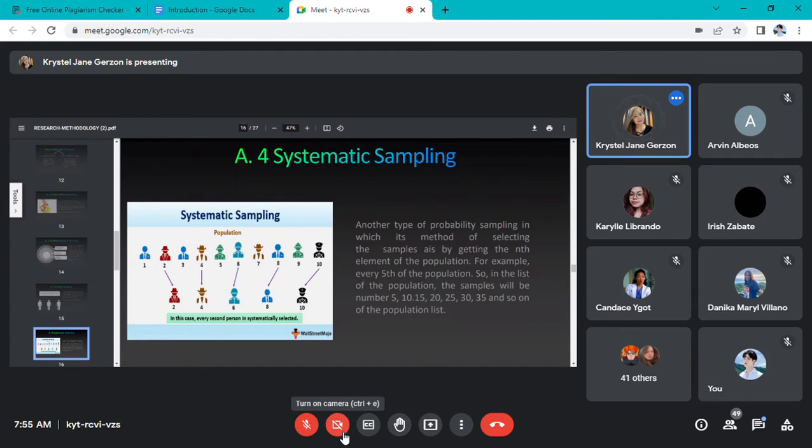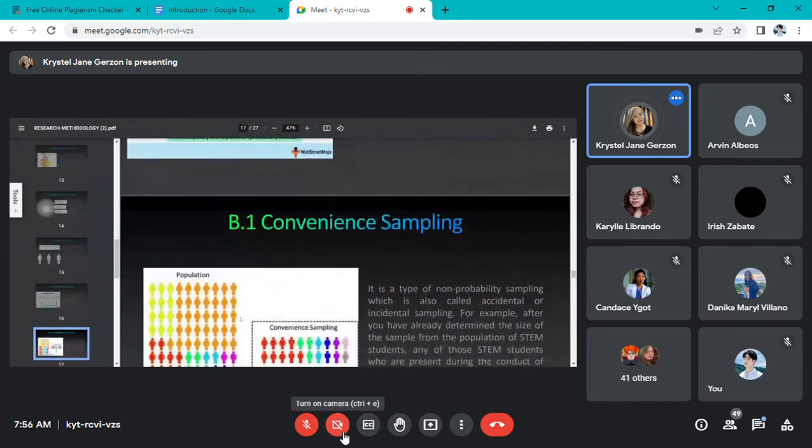So those students who were listed, those assigned to number 50, 100, 150, 200, 250, 300, and so on, they will be your respondents. So it is systematic in a sense that the numbering of selecting the respondents is somehow systematic. Say every 5th, meaning those assigned to number 5, 10, 15, 20, 25, 30, 35, 40, 45, and so on will be your respondents. So that is what we call systematic sampling.